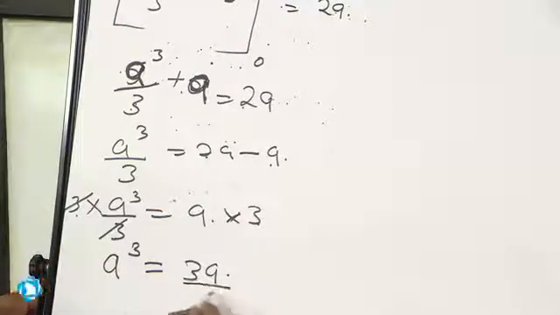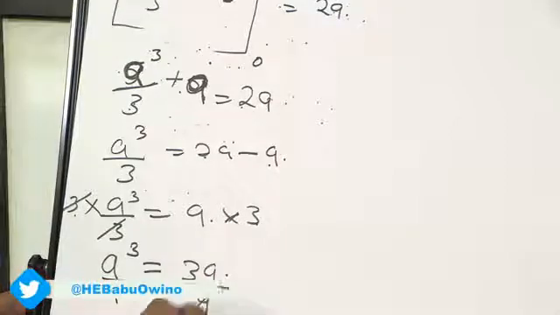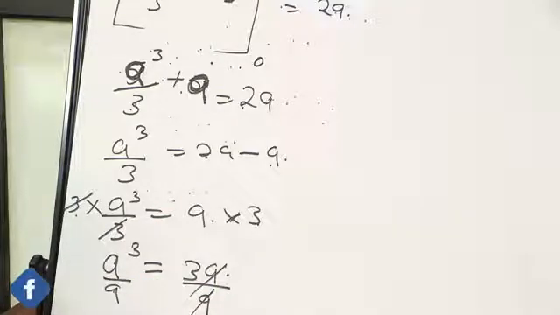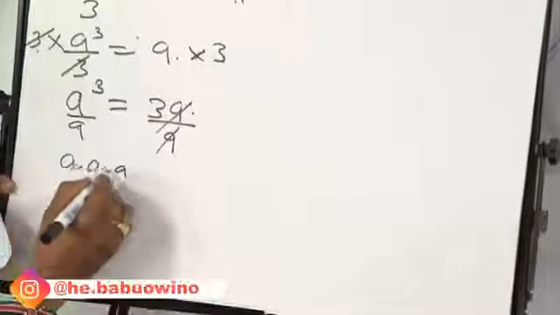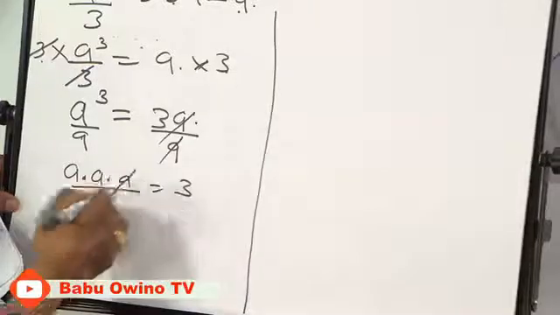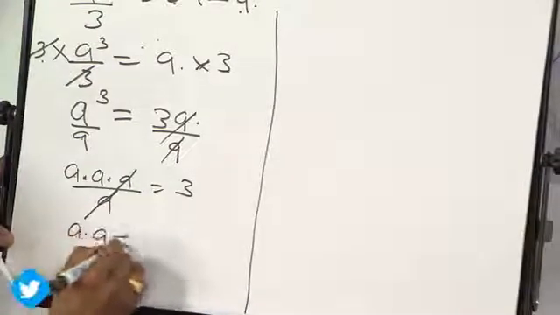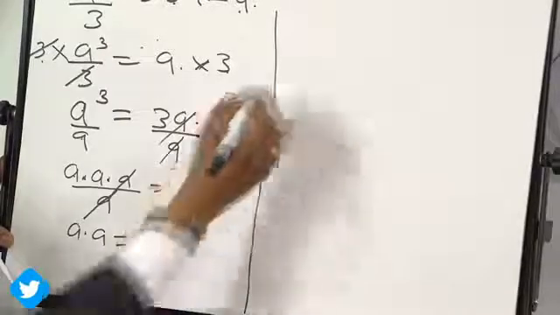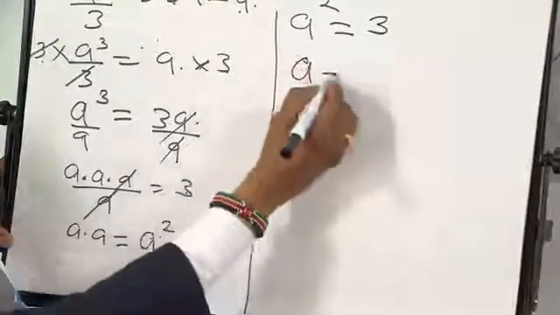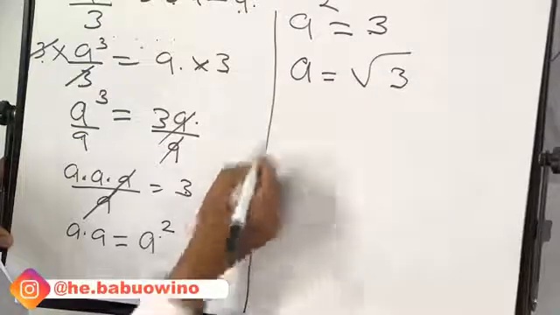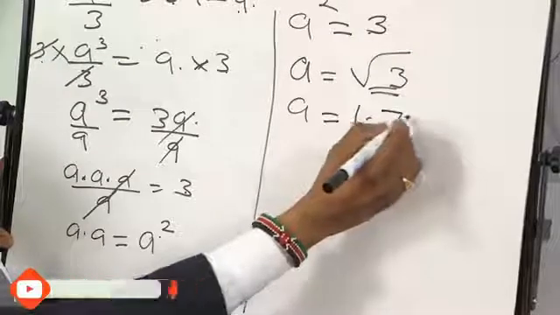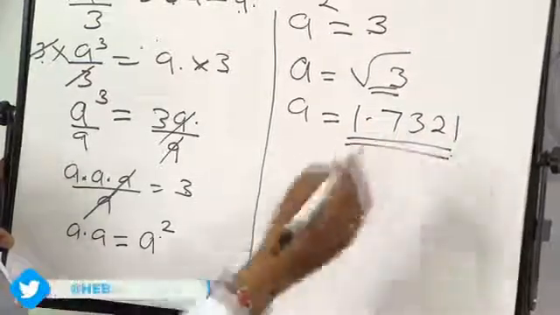Then we can further simplify by dividing by a because a is common. So a and a goes. If a raised to power 3 is like saying a times a times a, divided by a equals 3, then a can cancel one a. Then you remain with a times a, which can be written as a squared. So a squared equals 3. If you want to find the value of a, you find the square root of 3. So a is root 3, and the square root of 3 is 1.7321 from your calculator. That is the answer.